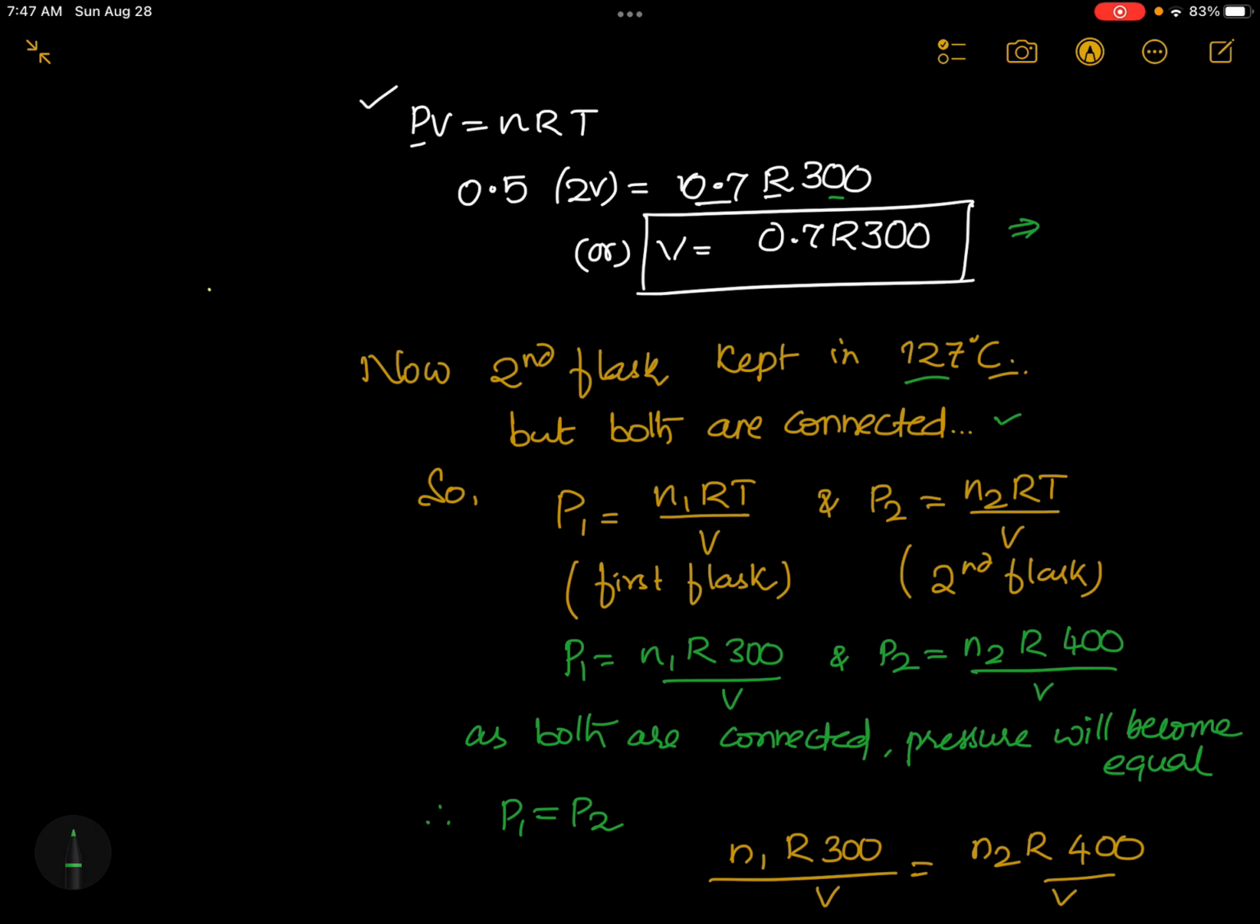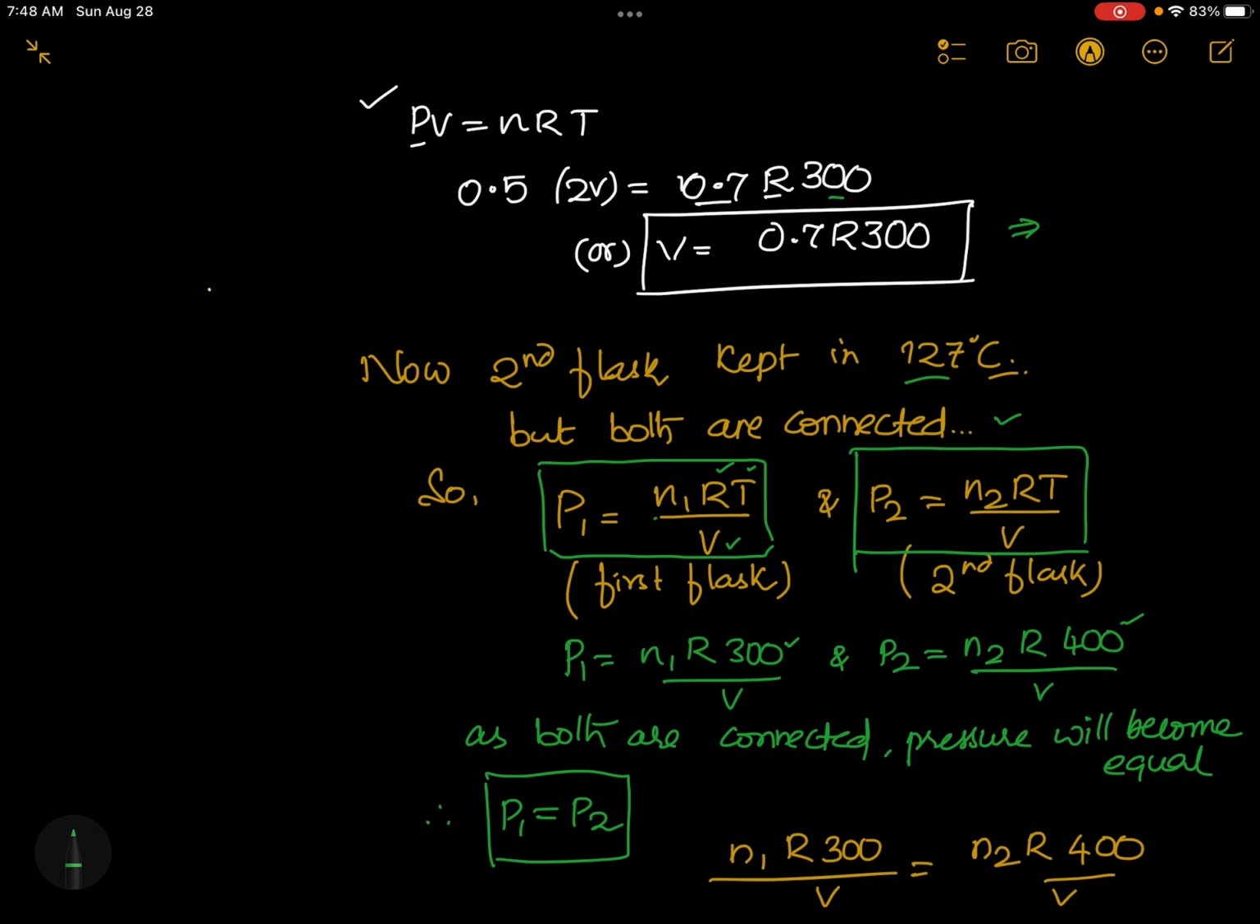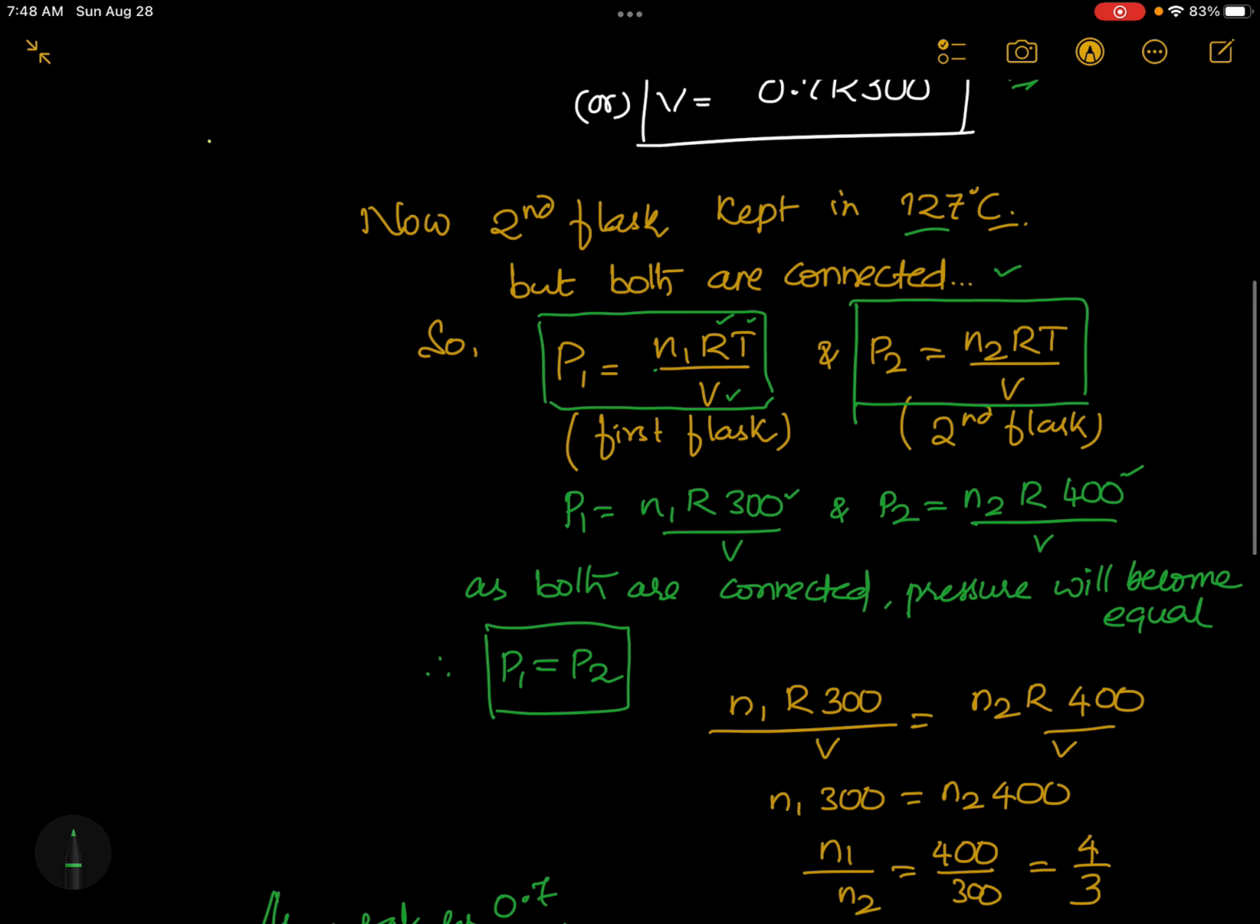So for the first flask, pressure P1 is equal to N1 RT by V. Volume we can't change, R we can't change, temperature is fixed. Number of moles we are saying N1. And second, P2 is N2 RT by V. But the interesting point is P1 is equal to P2. The first one's temperature is 300 Kelvin, the second one's temperature is 400, so I mentioned that here. P1 is equal to N1 R 300 by V. P2 is equal to N2 R 400 by V. But both are connected, so pressure will be equal in both cases. So P1 is equal to P2.